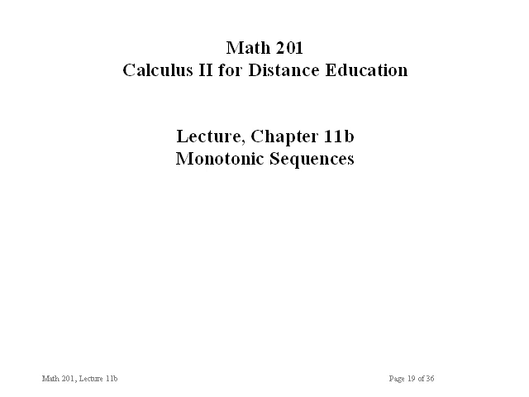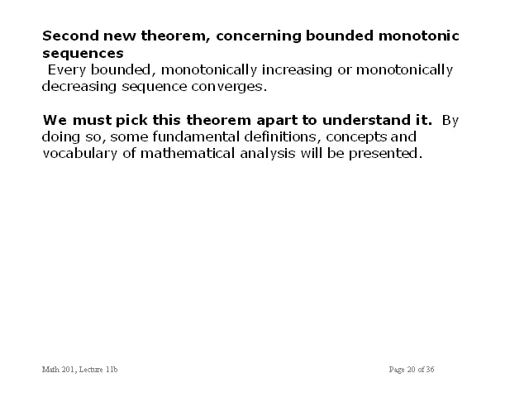This is lecture 11B for Calculus 2 on the monotonic convergence theorem for sequences. The second new theorem concerns what are called bounded monotonic sequences, and it says that every bounded monotonically increasing or monotonically decreasing sequence converges. To really understand this theorem, we have to develop quite a bit of vocabulary, and in doing that, we start developing the vocabulary of mathematical analysis.